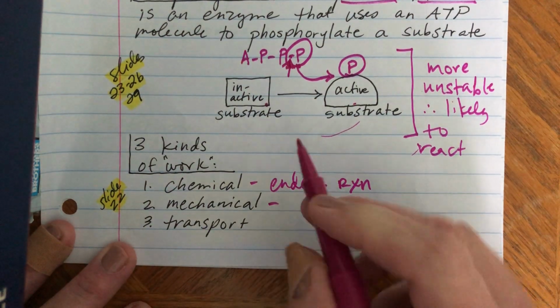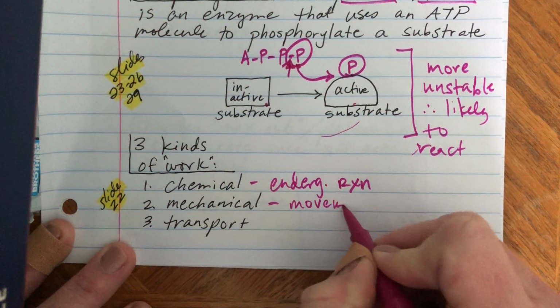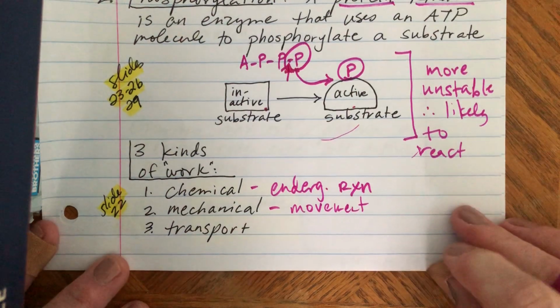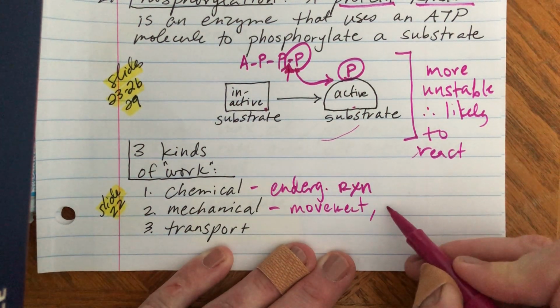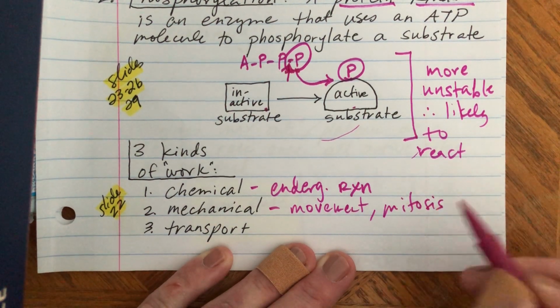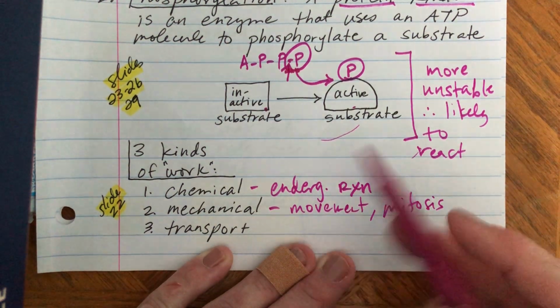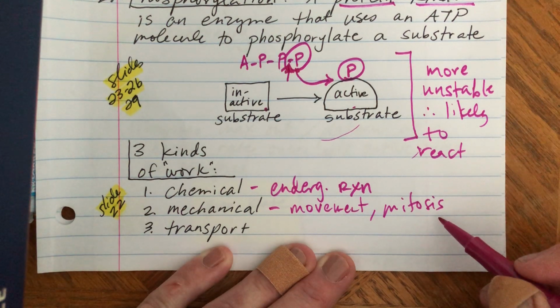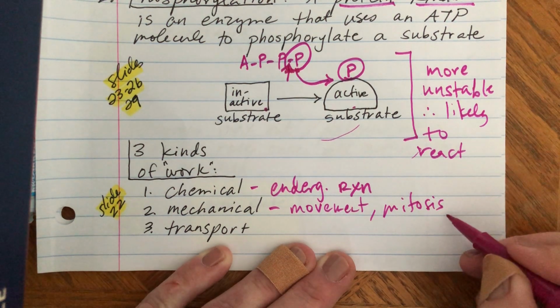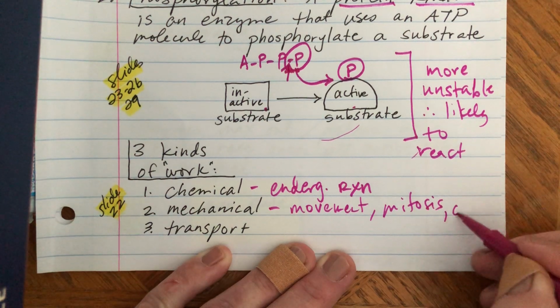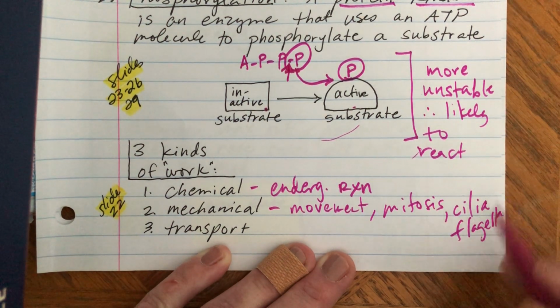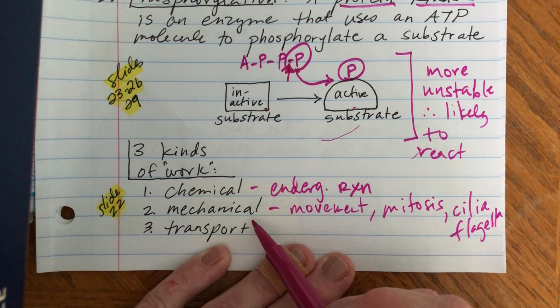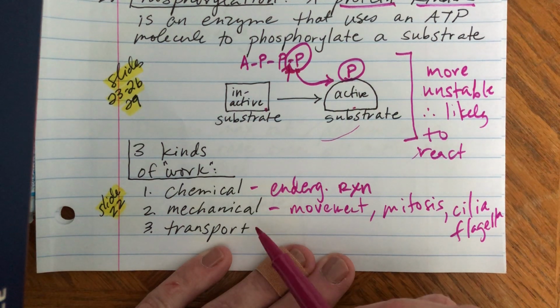All right, mechanical, any sort of movement. Like muscle cells, they move. Chromosome movement. That requires mechanical energy because we're moving chromosomes during cell division. Whole cell movement, or like cilia, flagella. Those structures move. They move because of mechanical work being supplied by ATP.